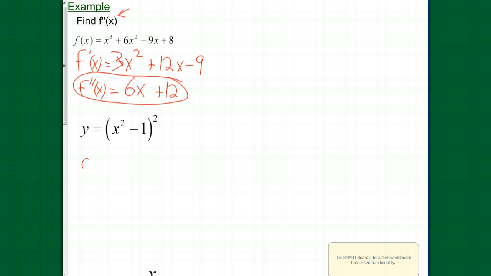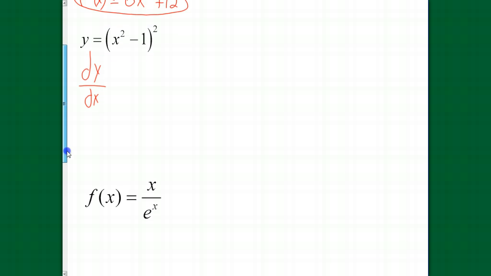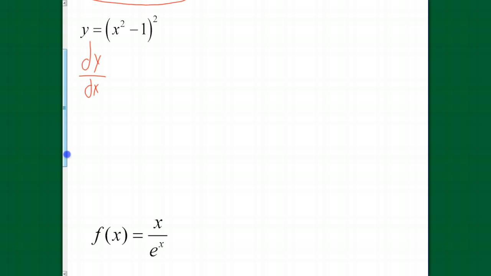For our second example here, let me slide this up a little bit. We're going to find the first derivative. To do this one, we've got to do the chain rule. So 2 out in front, x squared minus 1 to the first power, times the derivative of the inside function. Now when you're doing higher derivatives, it is almost always to your advantage to simplify as much as possible before you go and take the next derivative.